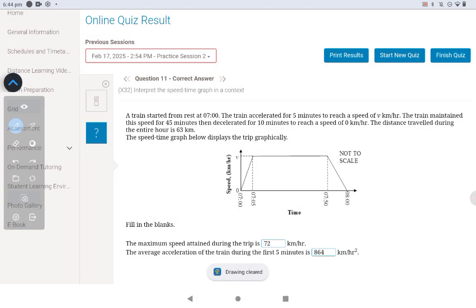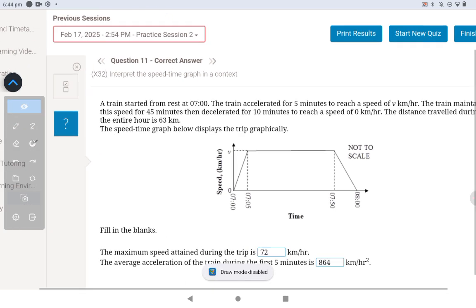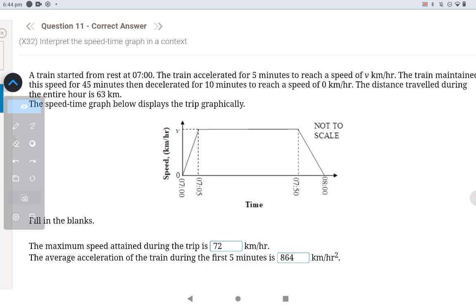Okay, now we have a train started from rest at 7 o'clock. The train accelerated for 5 minutes to reach a speed of v kilometer per hour. The train maintained the speed for 45 minutes and decelerated for 10 minutes to reach a speed of 0 kilometer per hour. Rest. Distance traveled during the entire hour is 63 kilometers. That is the distance covered entirely.